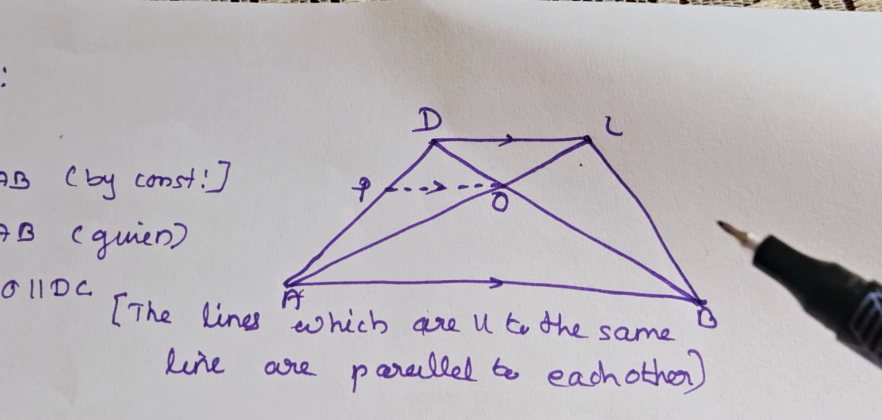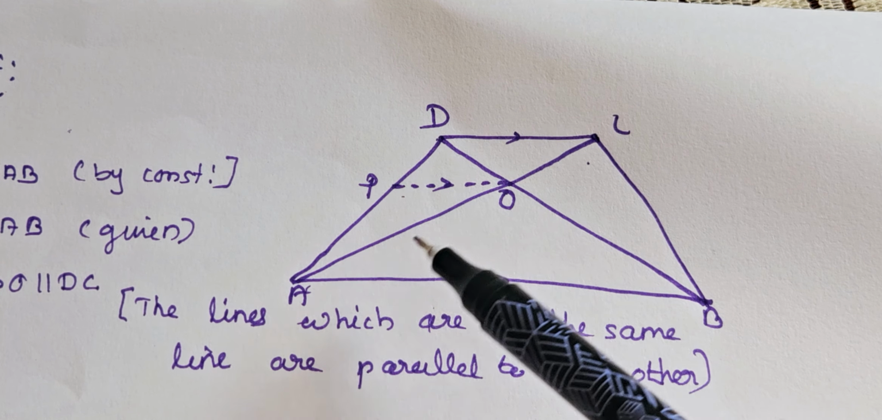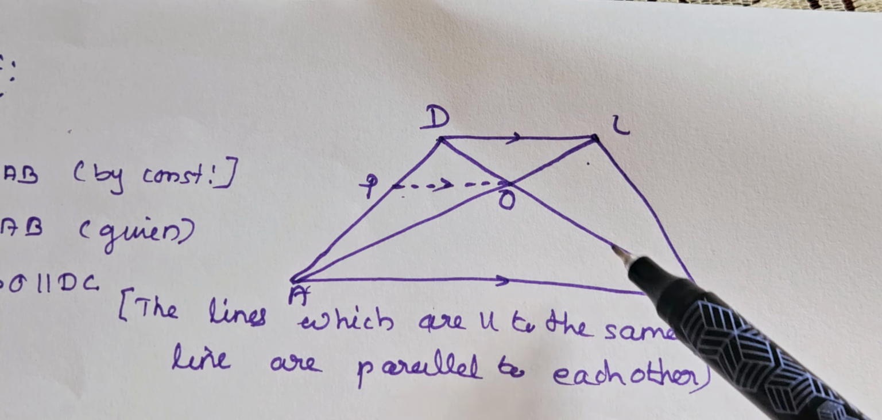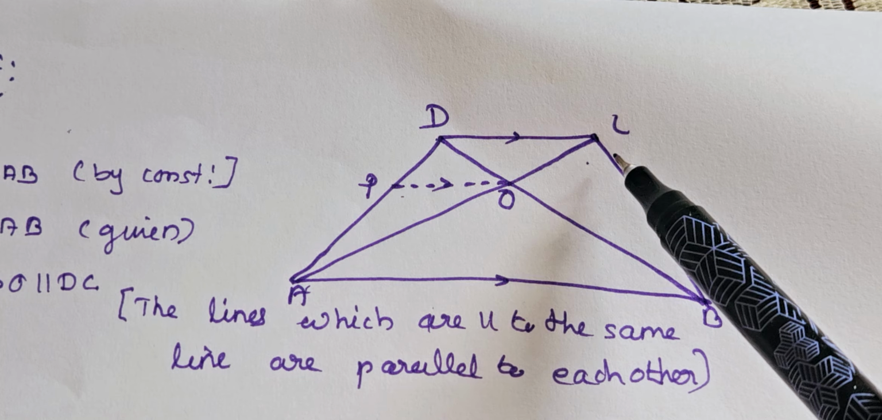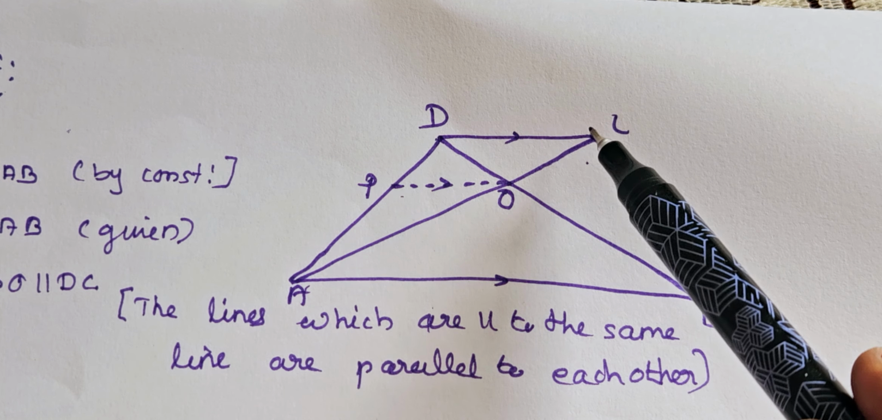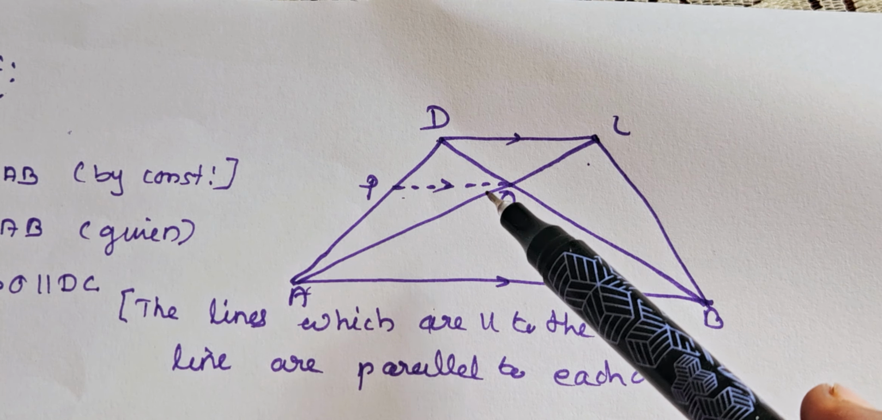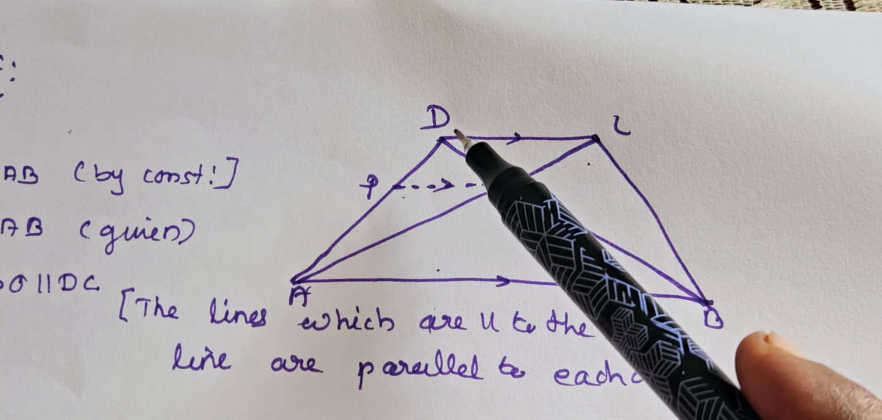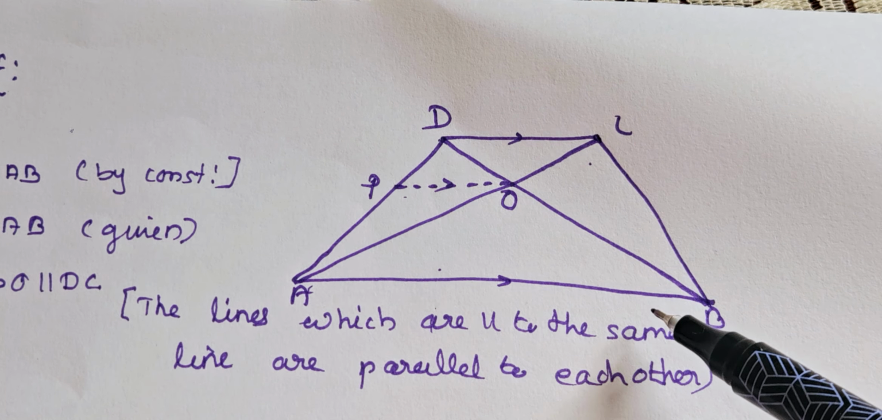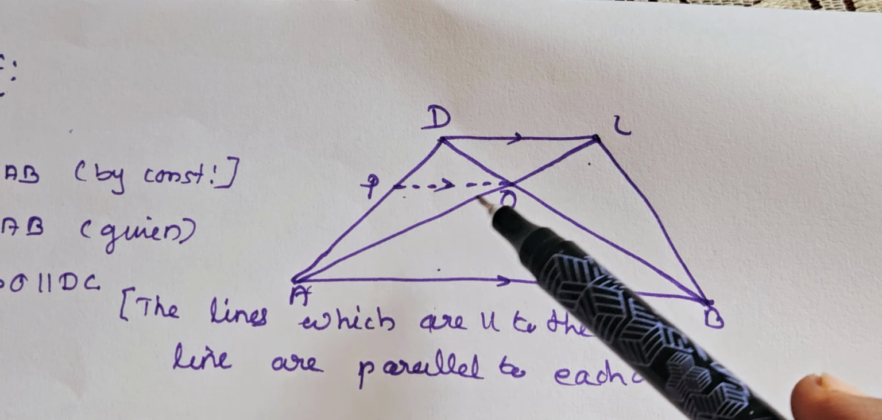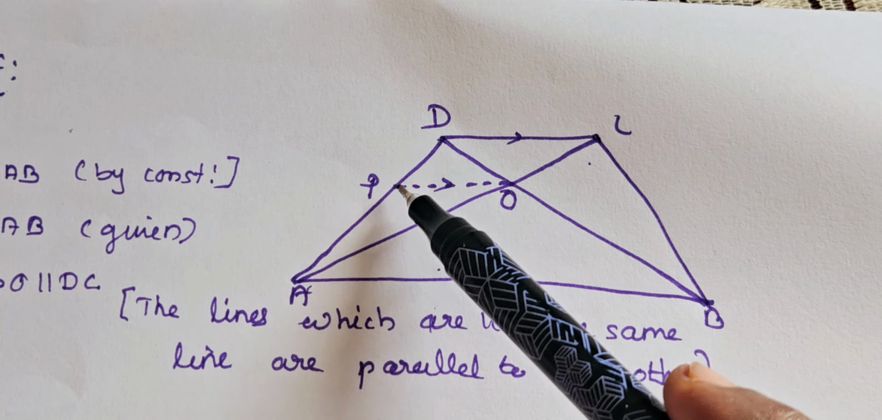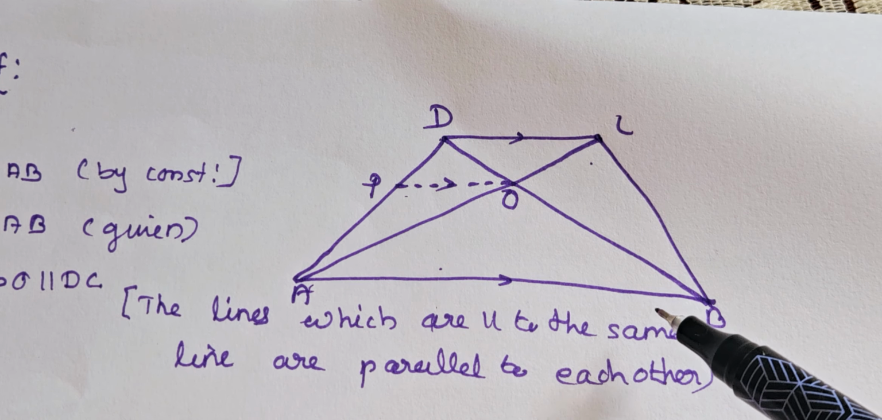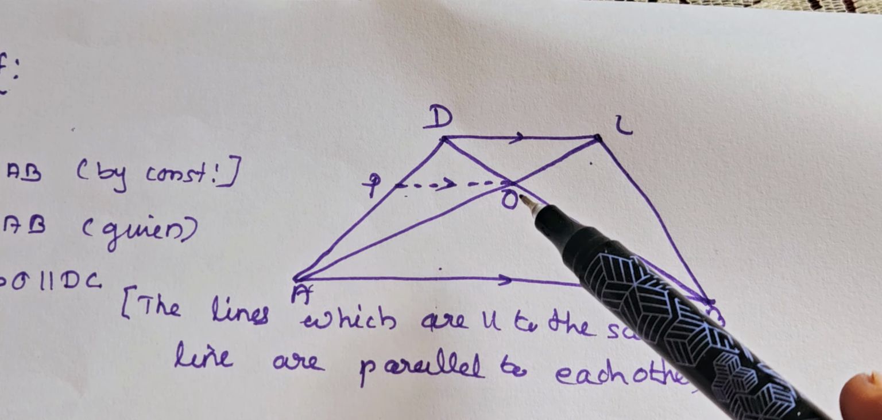Once again, proof. First step, PO parallel to AB, reason by construction, but AB is parallel to DC, given. Therefore, we get PO is parallel to DC. Reason, the lines that are parallel to the same line are parallel to each other. Then take triangle DAB. In triangle DAB, since PO parallel to AB, we get DP by AP equal to DO by BO. Number it as first equation. That is the basic proportionality theorem.